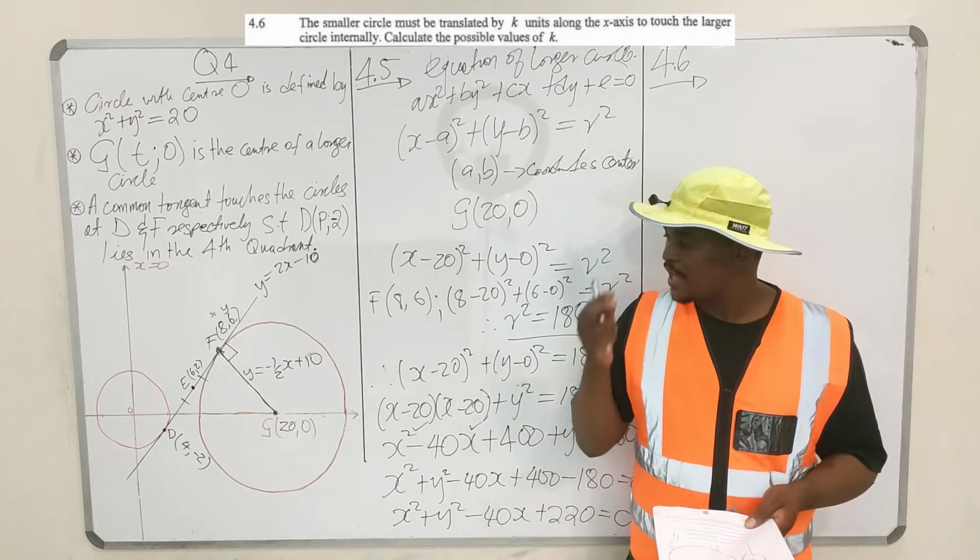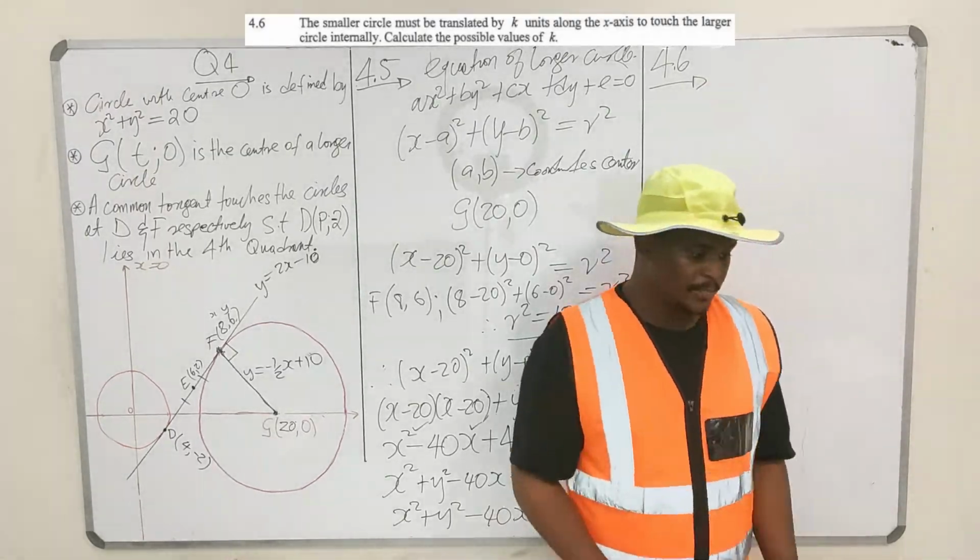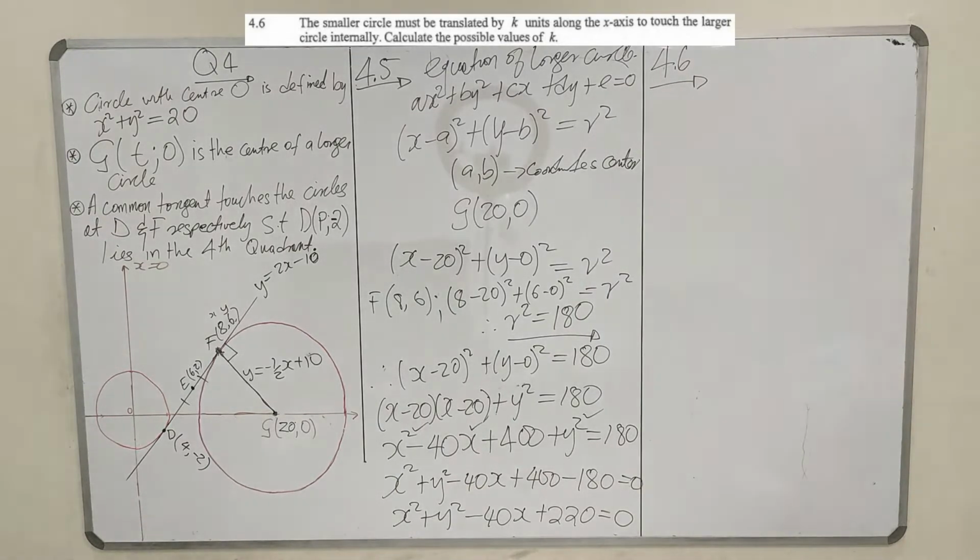What is k? k is the number of units of translation. So let me get another color so that we can try to visualize this.